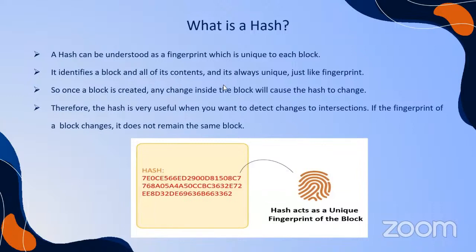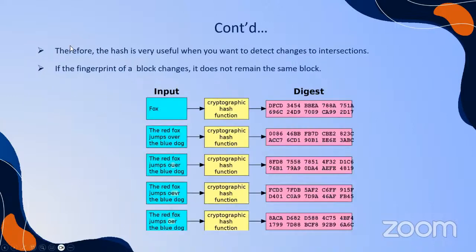So here we have discussed, just like in these slides, that the hash is very useful when you want to detect changes to information. If the fingerprint of the block changes, it does not remain the same block. Here the input is "a fox". We have a cryptographic hash function, and we receive a digest message that depends on the SHA-256 and SHA-512 message.